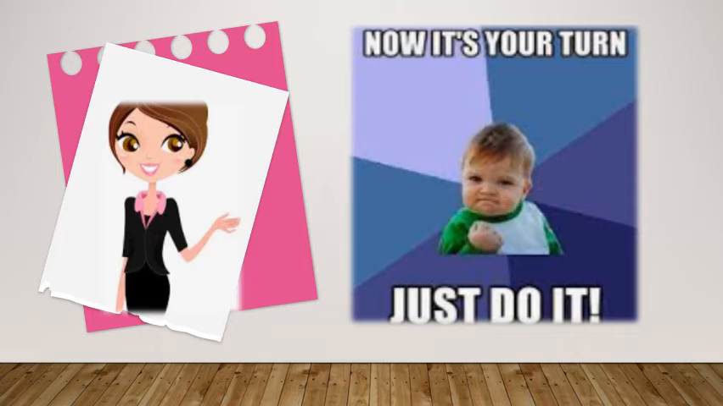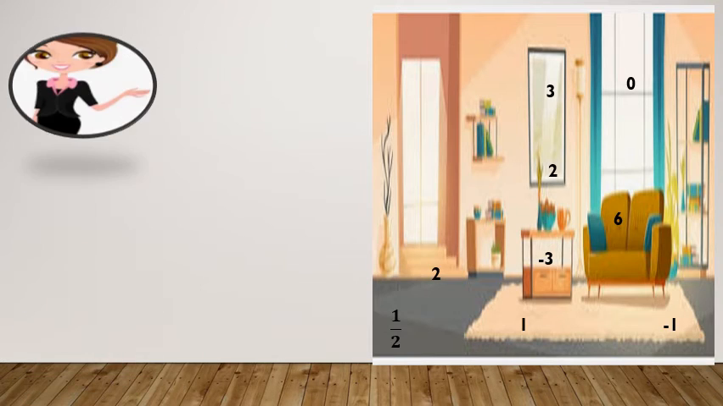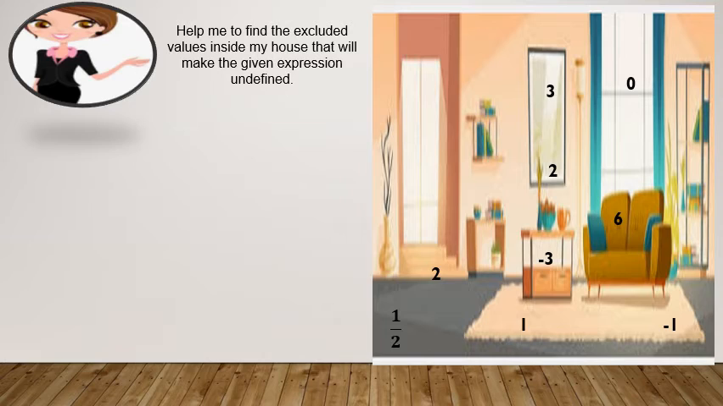If there's no question, now it's your turn to do this. Now help me to find the excluded values inside my house that will make the given expressions undefined. The first one is 6x over 2x minus 4. I give you a second to find out which are the excluded values.